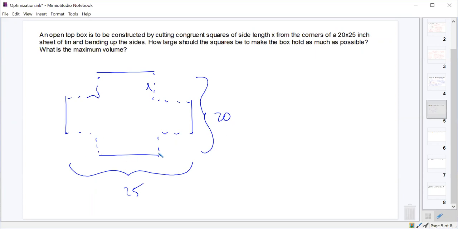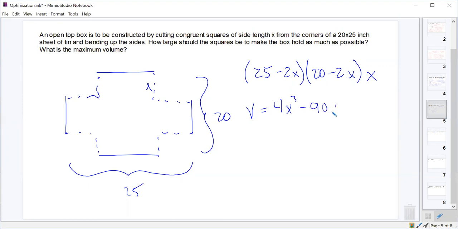We've got a length of 25 minus 2x, and we've got a width of 20 minus 2x, and we've got a height of what? What's our height become when we fold these each up? X. Right. So our volume should be, if we distribute all of this out, 4x cubed minus 90x squared plus 500x. Hopefully I distributed that right.